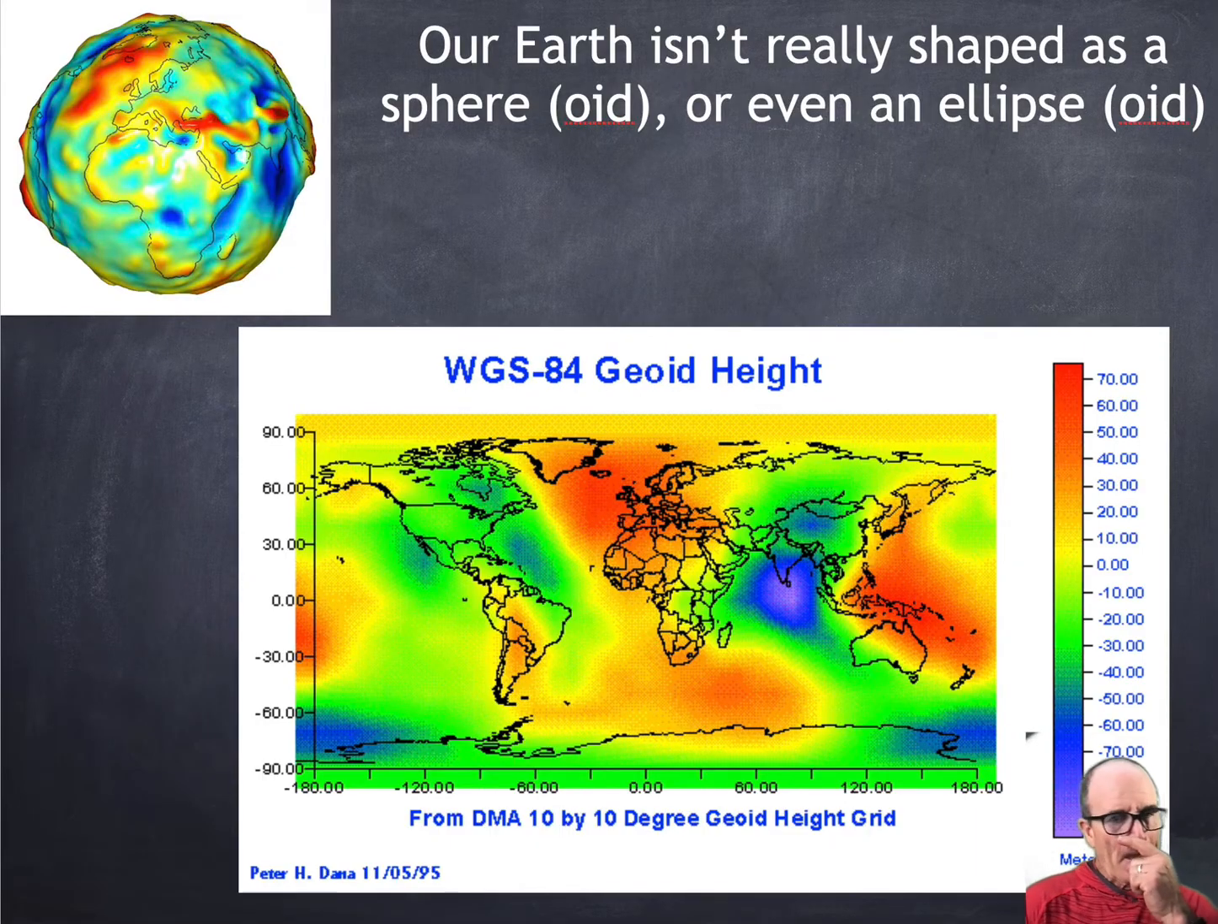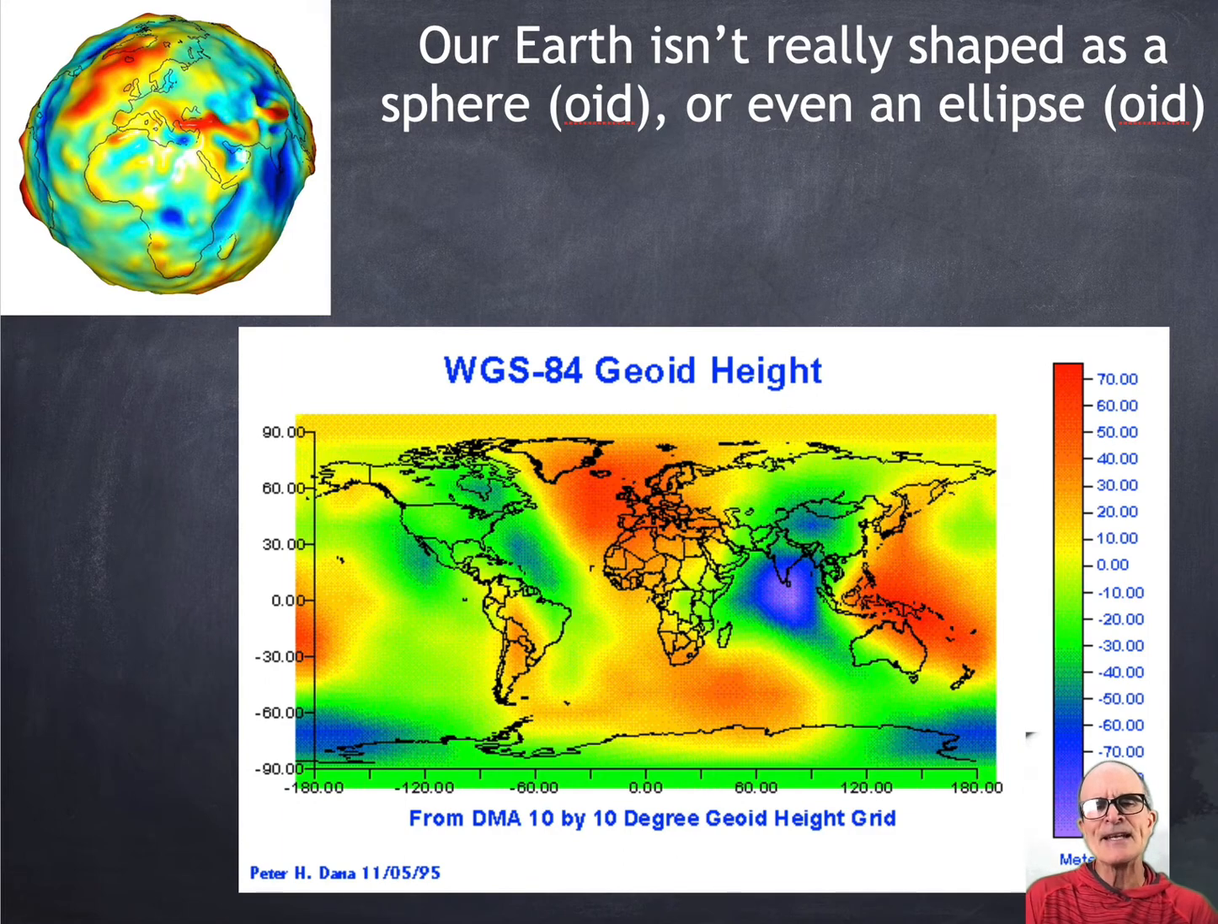There's another confounding thing. Our Earth isn't shaped like a sphere or an ellipse. Earth is lumpy. And it's lumpy because there's different densities in the Earth and materials below the Earth. And then also there have been glaciers 2 miles high resting on the surface of the Earth, and that's pushed the Earth down in places.